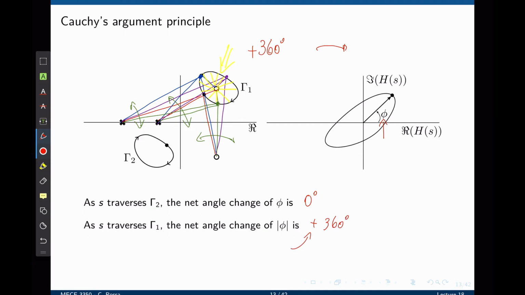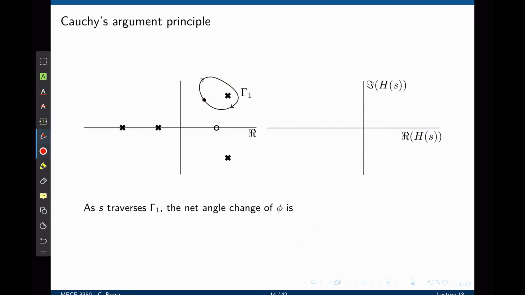Where is this plus from? This is from a convention that clockwise rotations are positive, then this will result in a clockwise encirclement of the origin. If this contour had a pole inside, remember that the phase of the transfer function is the sum of the angle of zeros minus the sum of angle of poles. So we have a negative sign, and the encirclement would be in the counterclockwise direction because of this negative sign. The net angle change would be negative 360 degrees if the contour had a pole inside instead of a zero.